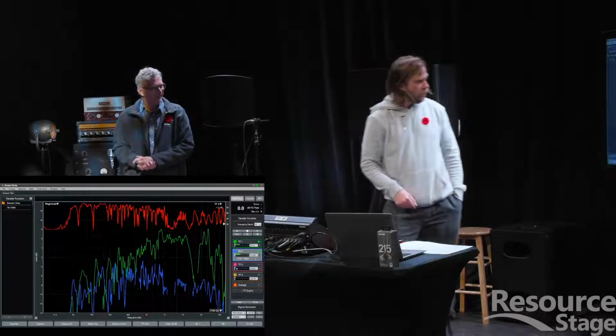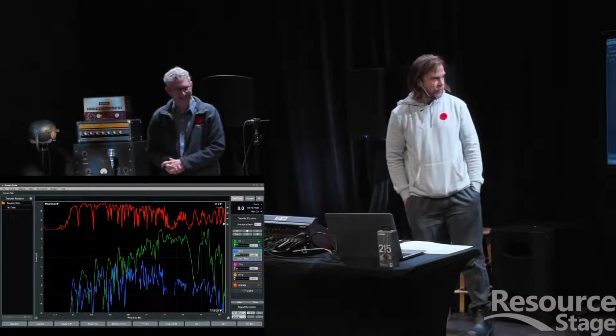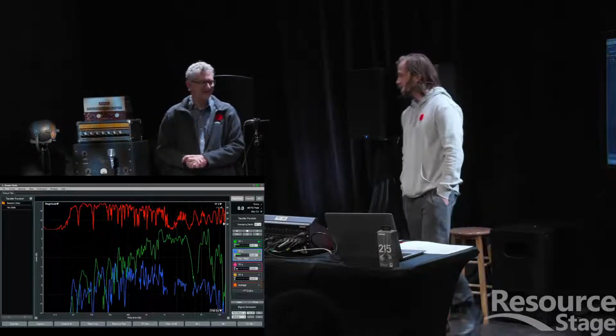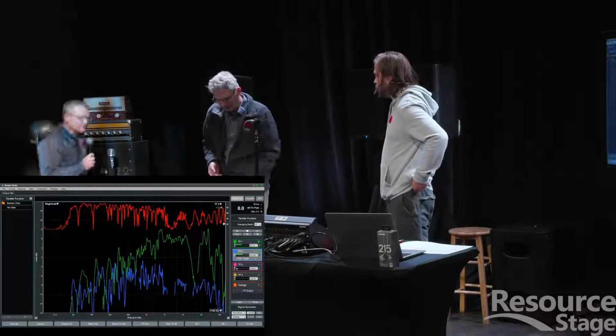You can see it works a lot better on the low end. Which makes sense. Yeah, this is kind of an interesting thing.